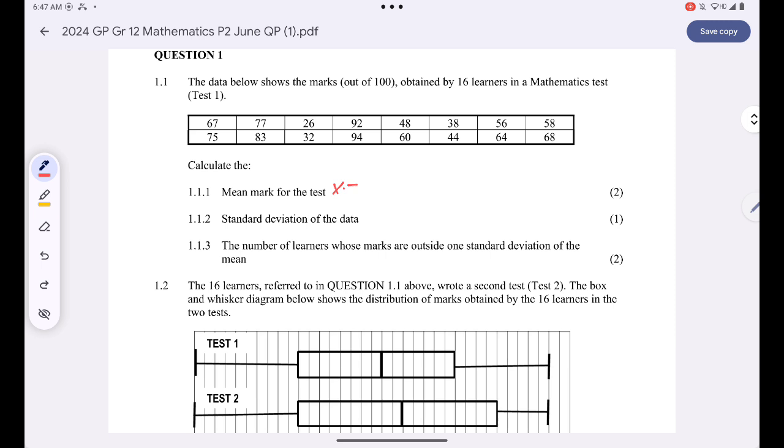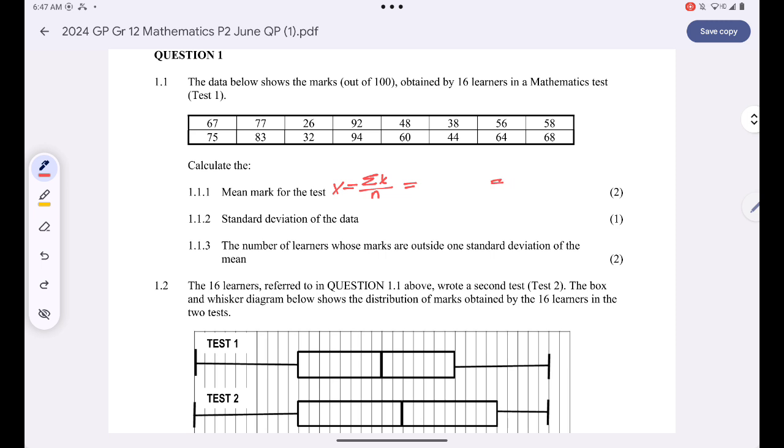For me to calculate the mean, I can simply use my calculator. The mean is equal to the sum of all the marks divided by the total number of marks, and this will simply give us our mean.